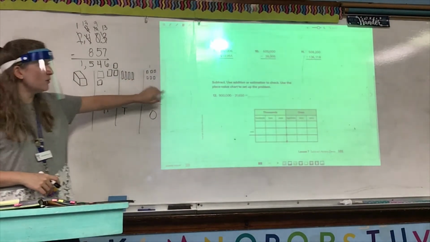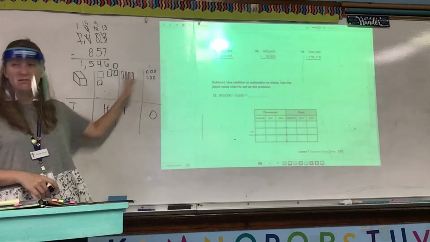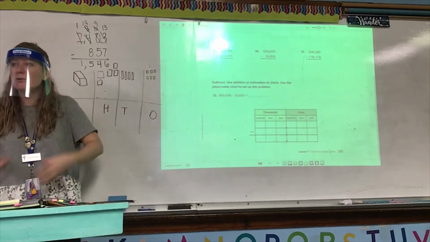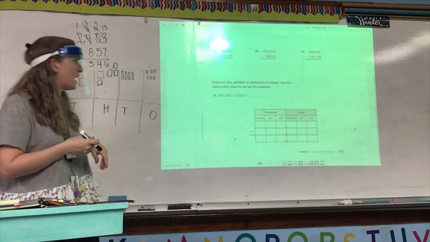When you have a 0 in a place, that means there is nothing. If you have base 10 blocks, there's nothing you can take away. So you have to make something. You have to put something there. So let's look at number 9.